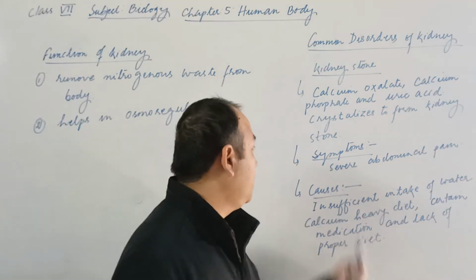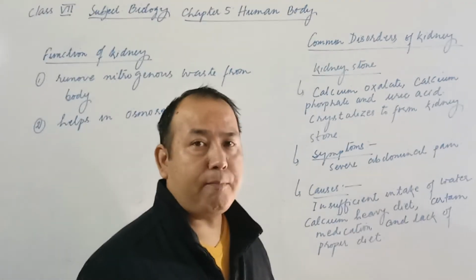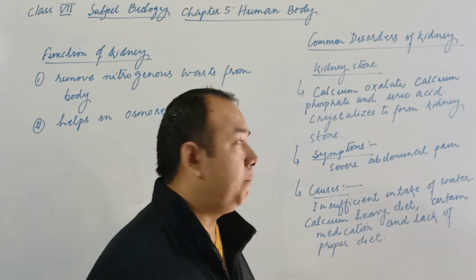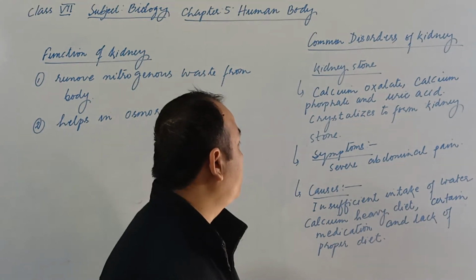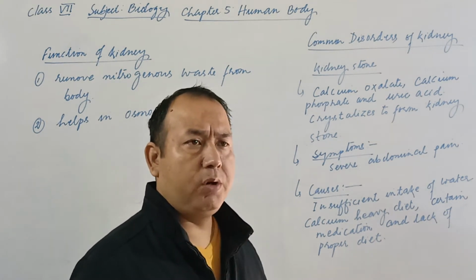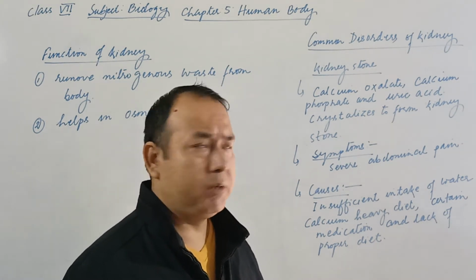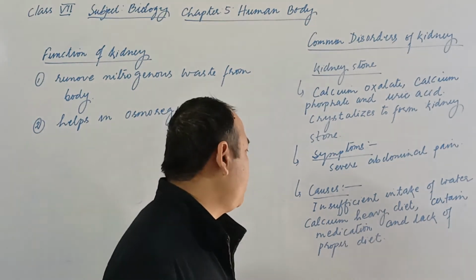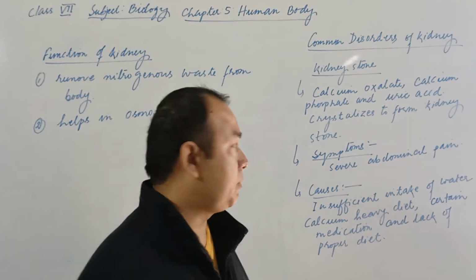Now regarding the symptoms: severe abdominal pain. If a kidney stone is there in the urinary tract, then the person will be suffering from severe abdominal pain. Even back pain is also sometimes seen.